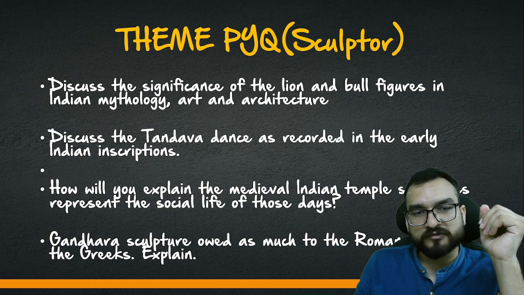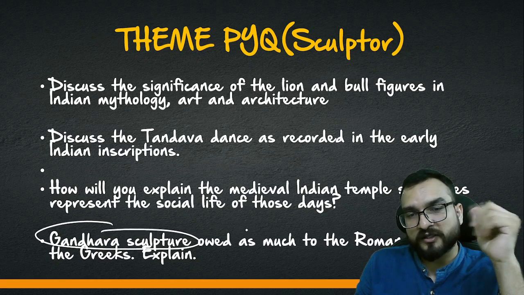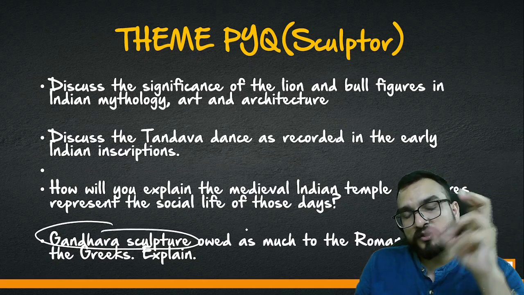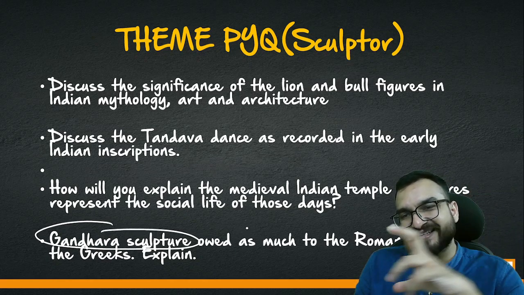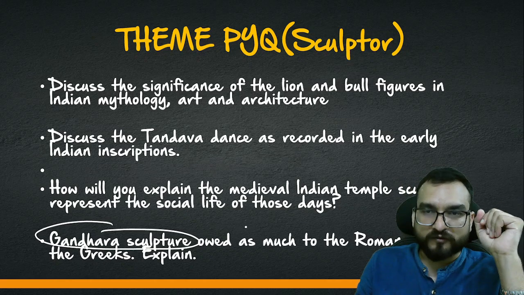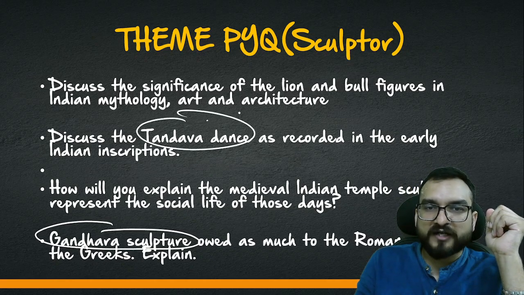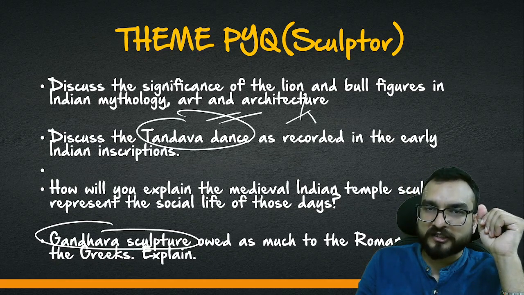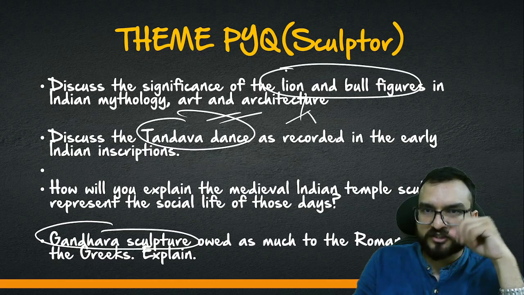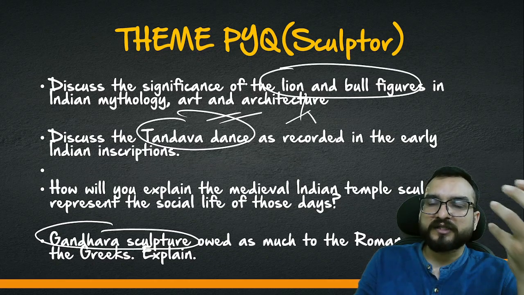Let me show you the themes. Over here, Gandhara sculpture, they are asking about Mathura sculptures and the Amravati sculptures. You have to know the difference. Tandava dance, they are focusing basically on the Nataraj Murti you are seeing. The significance of lion and bull figures. What do they represent, guys?